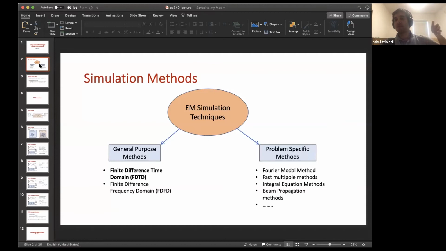So the fast multipole method can be put together with integral equation methods. It can be put together with transfer matrix methods and a couple of other methods that fit into that format. So it's more of a mathematical technique as opposed to a numerical method. So I think I made a slight mistake. I shouldn't have put it there.